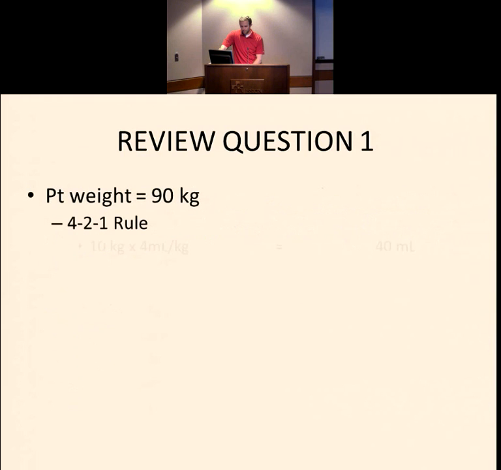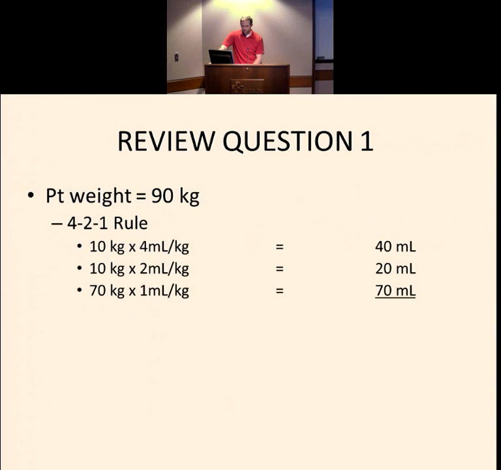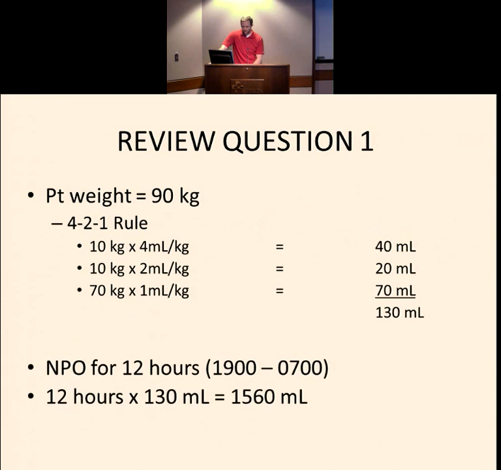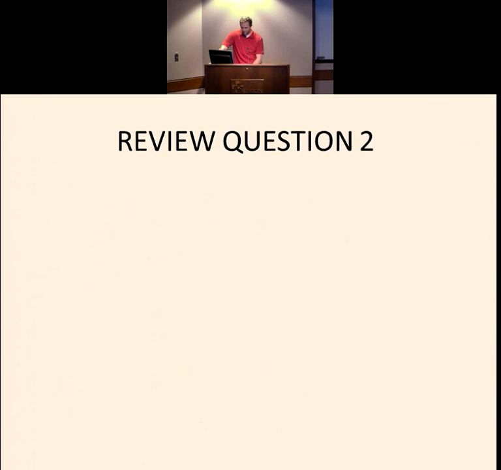Oh, and here's the math, 4-2-1 rule. For the first 10 kilograms, we're going to do 4 mils per kg. For the second 10 kilograms, we're going to do 2. And then for every additional kilogram, we're going to do 1, which is 70 additional. So that gives us 130, or we can do NPO for 12 hours. 12 hours times 130 mils, there it is right there, 1,560 mils. That's our fluid deficit for that patient.